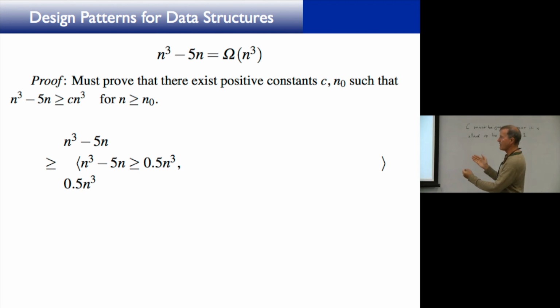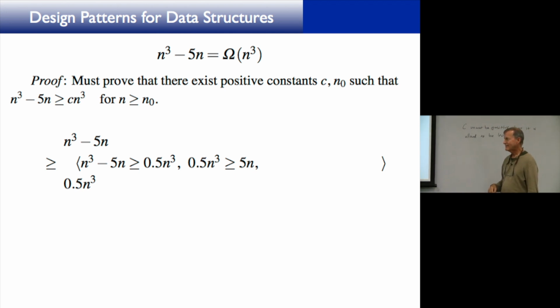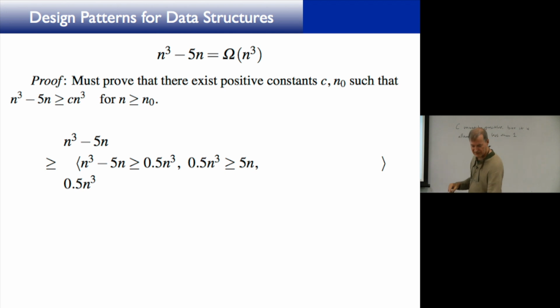Let's take the 0.5n cubed to the left, and then we'll take the negative 5n to the right, and what do we have? 0.5n cubed is greater than or equal to 5n. And now, multiply both sides by what? 2. Right? So 0.5 times 2 is 1, 5 times 2 is 10. And then you can divide both sides by n because n is positive and it does not change the inequality. So n squared is greater than or equal to 10. So therefore, n is greater than or equal to root 10.